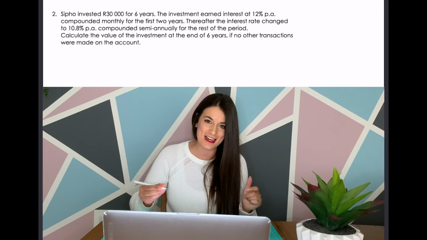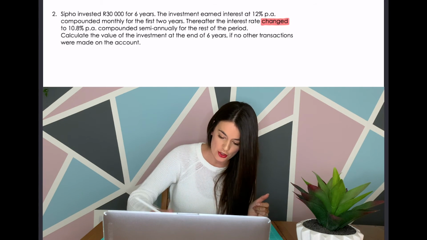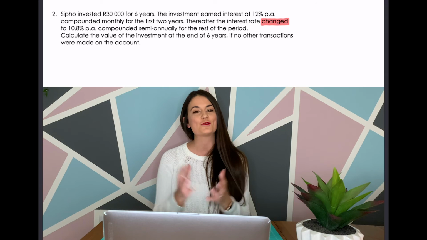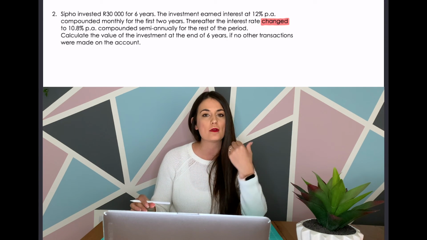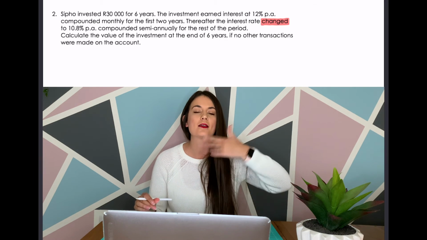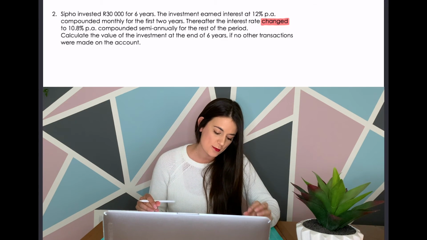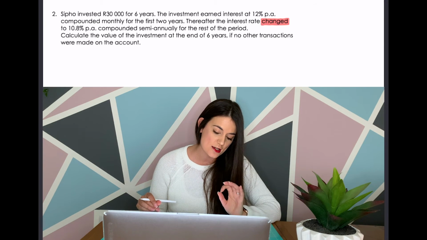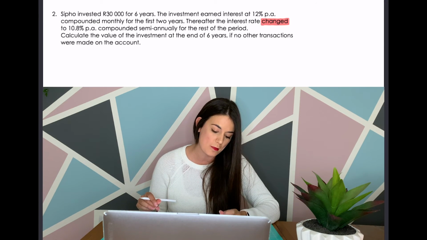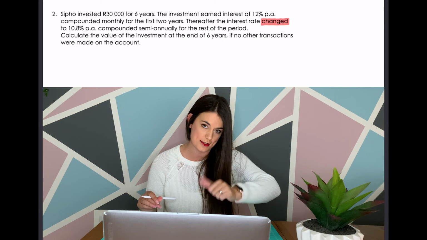When I'm reading a question like this, I'm just going to scan and I see the word changed. So something is changing, which means I'm going to have a timeline. So for my timeline, I'm going to count my sticks. Remember, the sticks are just something that's happening, something that's changing. So Sipho invested 30,000 Rand for 6 years. The investment earned interest at 12% per annum, compounded monthly for the first 2 years.